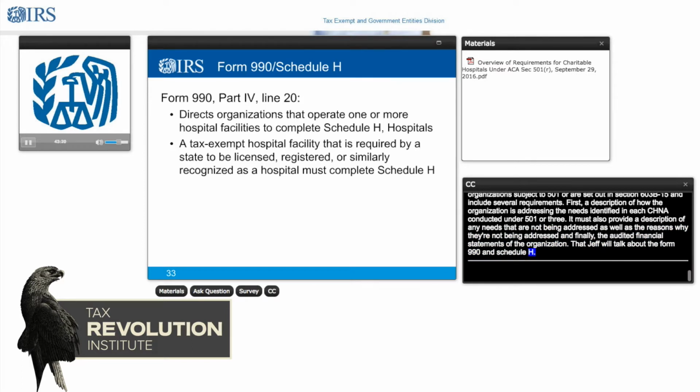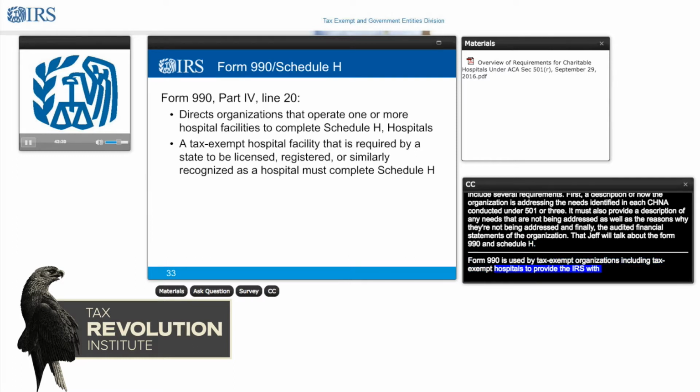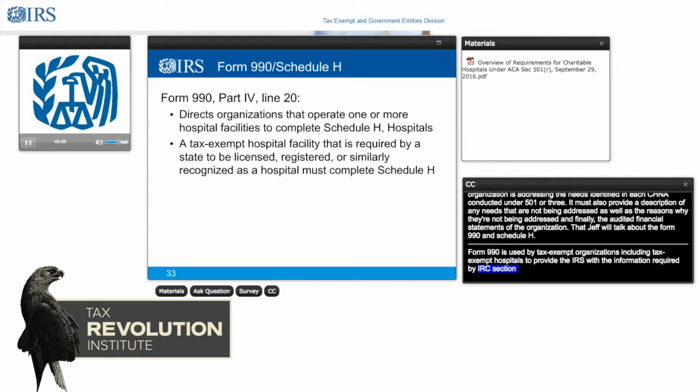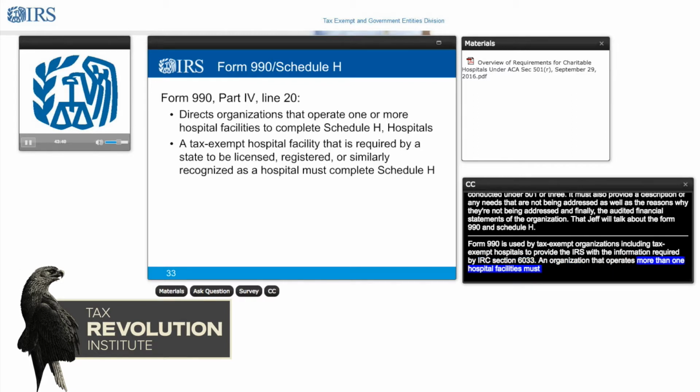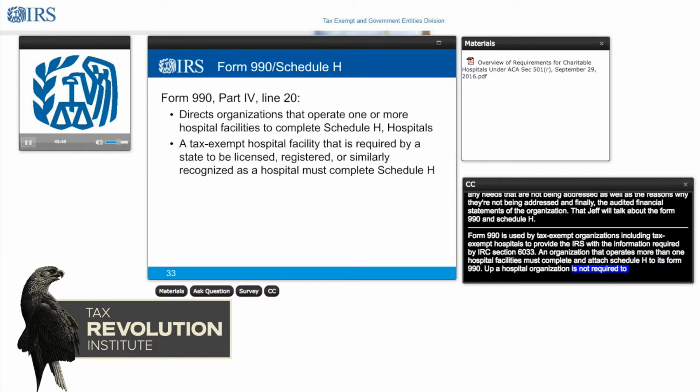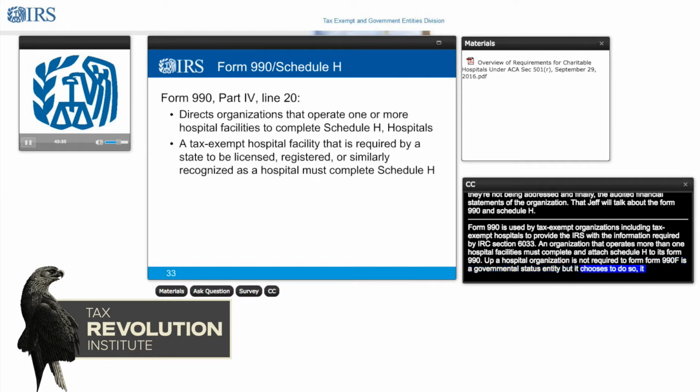Form 990 is used by tax-exempt organizations, including tax-exempt hospitals, to provide the IRS with the information required by IRC Section 6033. An organization that operates one or more hospital facilities must complete and attach Schedule H to its Form 990. If a hospital organization is not required to file Form 990, for example, if it's a governmental or dual status entity, but it chooses to do so, it must file a complete return and provide all of the information requested, including Schedule H and any other required schedules.